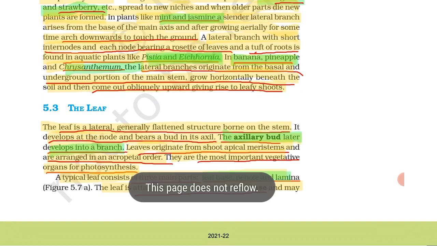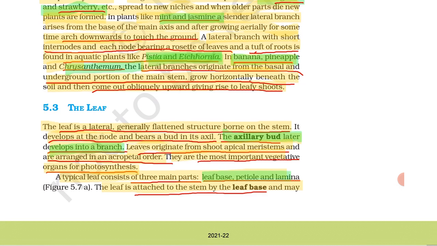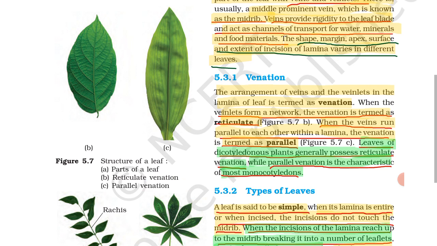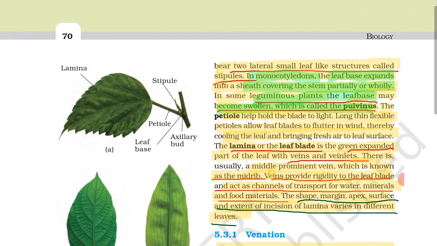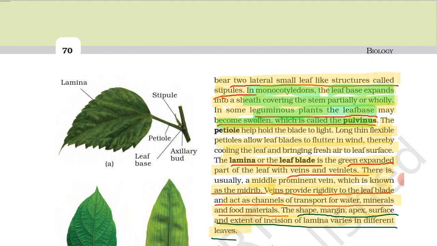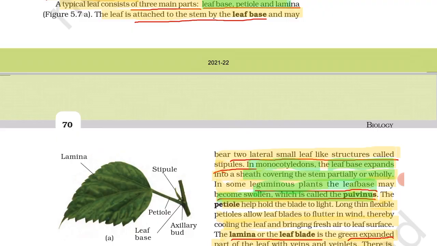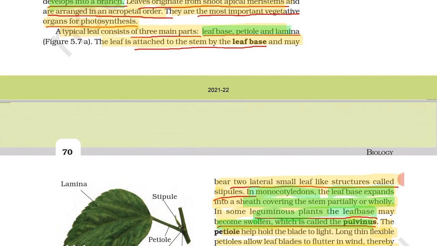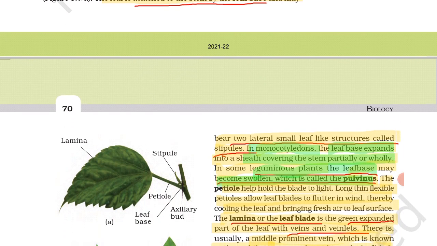The main parts of a leaf are the leaf base, petiole, and lamina. Refer to figure 5.7a. See, the structure of a leaf is given and the parts of the leaf are also shown. In A, the lamina is shown, the stipule is shown, the petiole is shown, the axillary bud is shown, and the leaf base we can see here. So the three main parts are leaf base, petiole, and lamina.